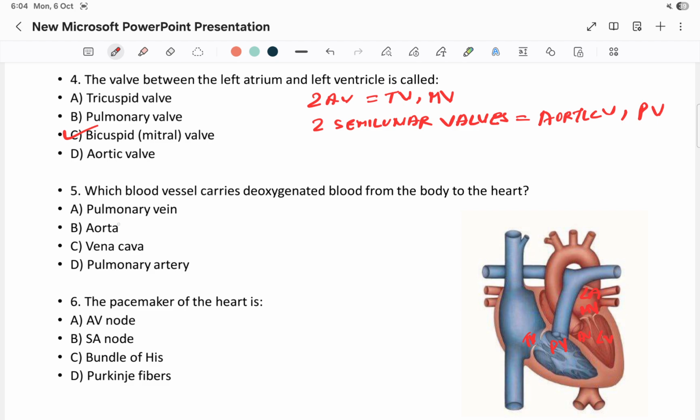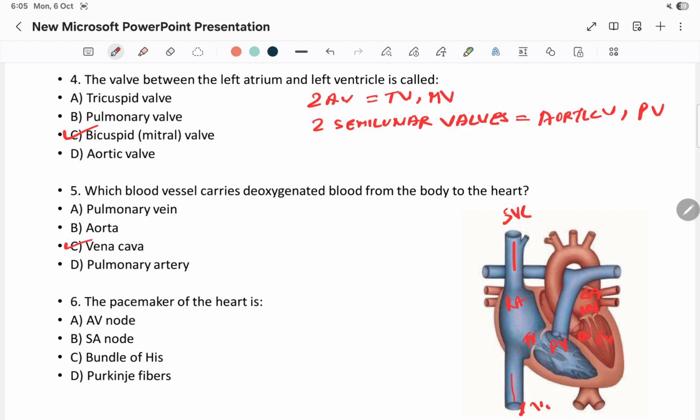Question number 5. Which blood vessels carry deoxygenated blood from the body to the heart? As discussed in the previous slide, we know that it is the SVC and IVC. The SVC brings deoxygenated blood from the upper part of the body, and the IVC brings deoxygenated blood from the lower part of the body to the right atrium. So here the correct answer is option C, vena cava.